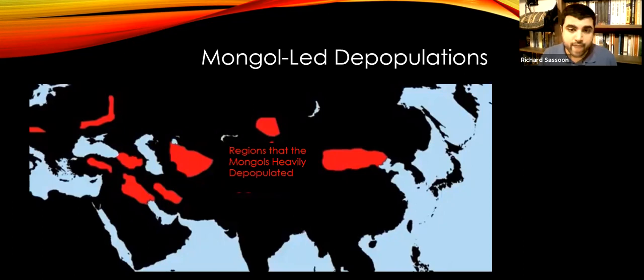That's not to say that you don't have it in China. You can see the northern part of China, and you can also see in Russia that they got hit quite spectacularly as well. But the Middle East has the core area where, relative to the pre-war population, we see these cities and these rural areas being completely depopulated or significantly depopulated.